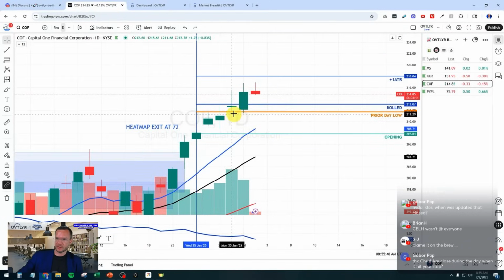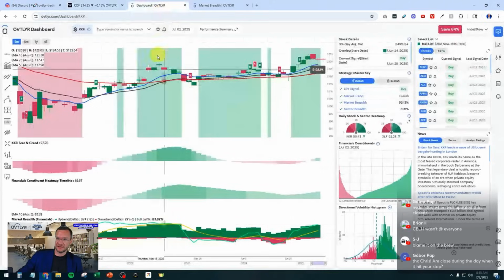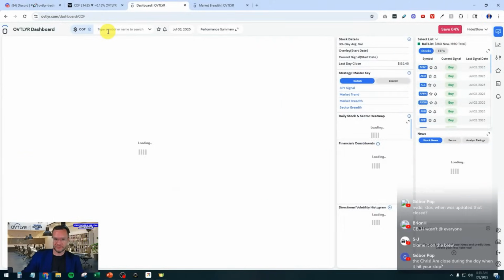Let's go to Capital One. Okay, a similar example here. The low from the next day is slightly lower than the day before, so we're going to leave it. Heat map exit at 62 on Capital One, or 72.